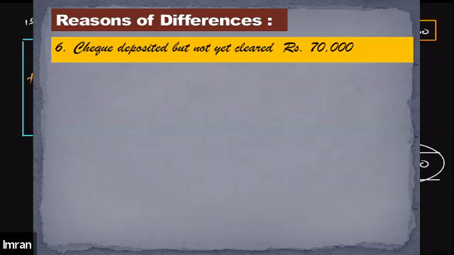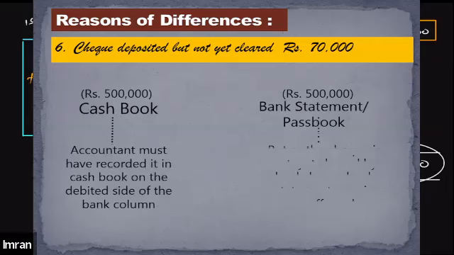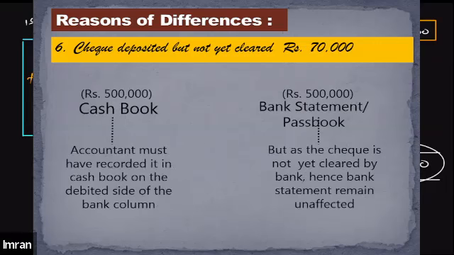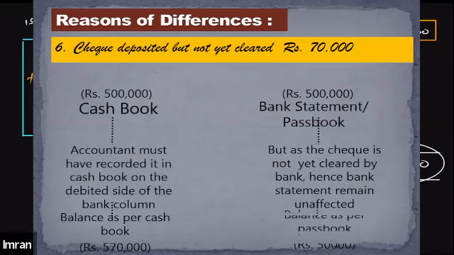Is that clear, everyone? Yes, sir. Okay. So this was reason 6 that could possibly be one of the factors that is causing a difference in the cash book and the passbook.